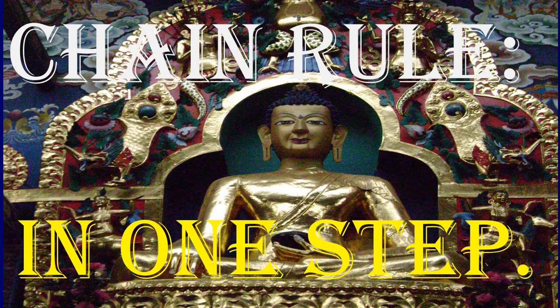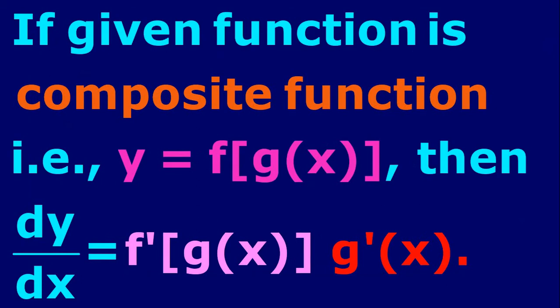I am Sudhir MK. In this class, I am explaining differentiation of composite functions in one step. Now, what is a composite function? If any function is of the form y equal to f of g of x, that is, in place of x we have some other function, then it is called a composite function. To find dy by dx of y equal to f of g of x, we write dy by dx equal to f dash g of x. Again, you have to differentiate the function g of x, that is g dash x. So therefore, dy by dx is f dash g of x into g dash x.